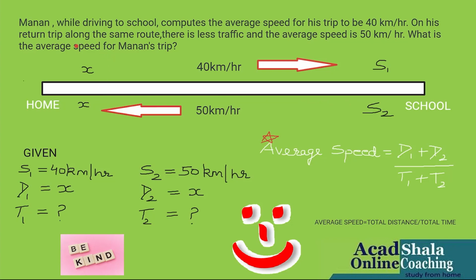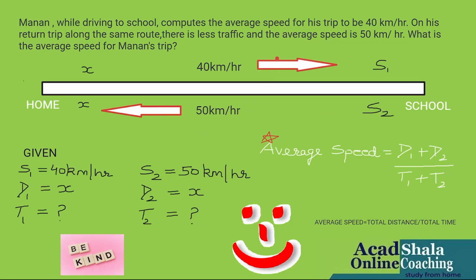That is, Manan from home, he is going to school and coming back again from school to home. When he went from home to his school, his speed was 40 km per hour. But while returning back from school to home, he was having a speed of 50 km per hour because there was less traffic while coming back.